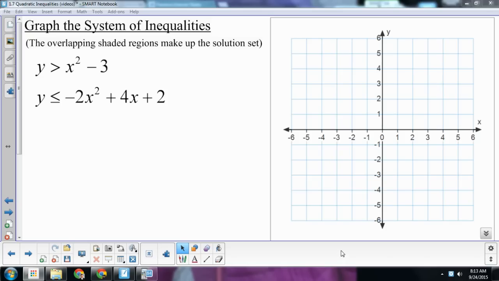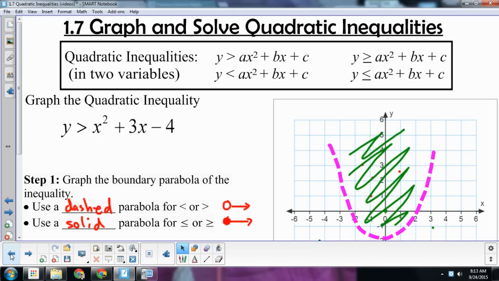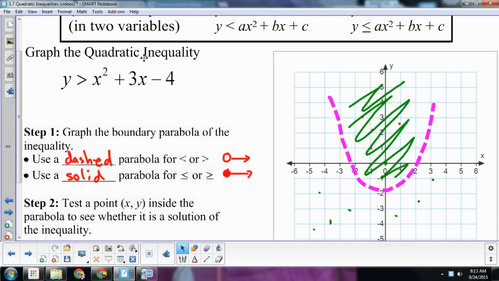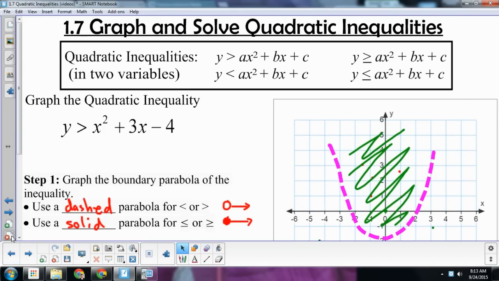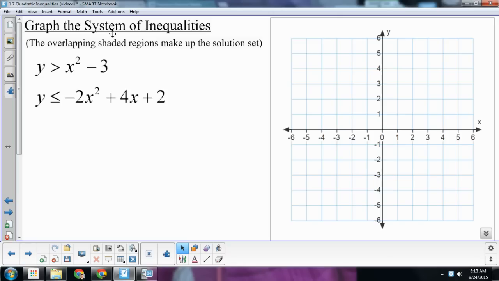Now, in the previous video, we looked at how to graph a single quadratic inequality that had two variables. Now we're going to work with a system. A system of inequalities is a group of inequalities. It's going to be two or more quadratic inequalities that I am expected to solve together. So the idea is I'm going to look for the set of points that are solutions to both inequalities at the same time. Now to do this, I'm going to graph one of the inequalities.